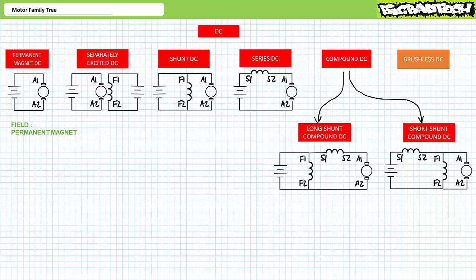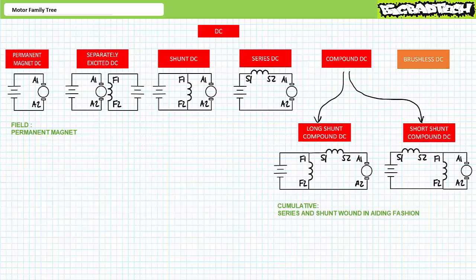Compound wound DC motors are combinations of shunt and series wound DC motors. A long shunt compound DC motor features a shunt field winding in parallel with an additional field winding in series with the armature. In contrast, a short shunt compound DC motor features a shunt field winding directly in parallel with the armature and an additional field winding in series with the parallel pair.